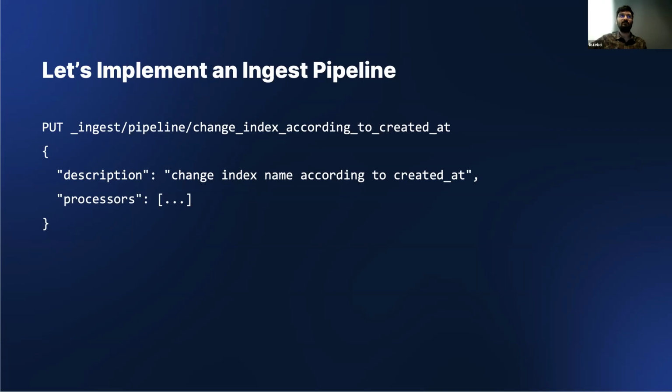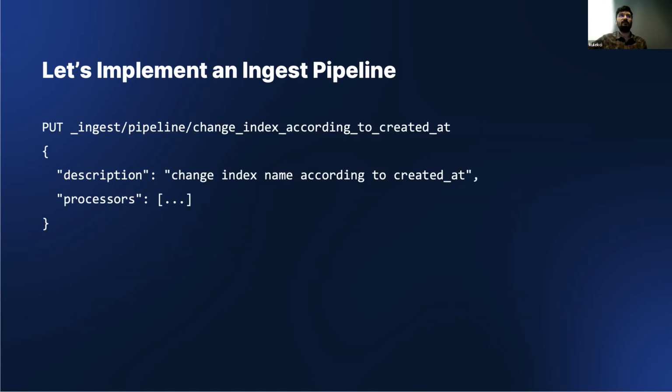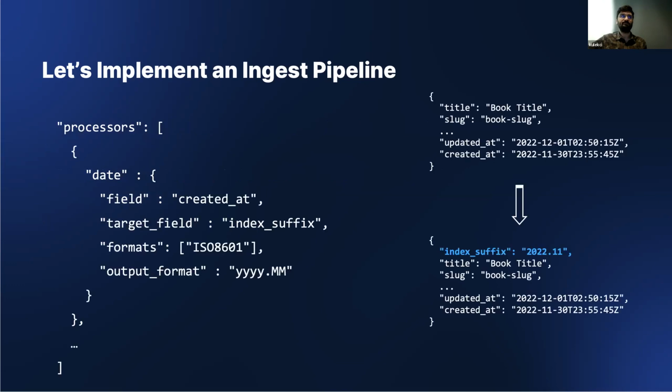You can add a description for the pipeline also, to mention the purpose of this ingest pipeline. Then you need to set an array of processors for the pipeline. In our case, the first processor is the date processor, and we are fetching a field of the document. We parse the created at field from the source, and after parsing it, we fill another field, index suffix, with the formatted version of this date. As you can see here, the output format is year and month.